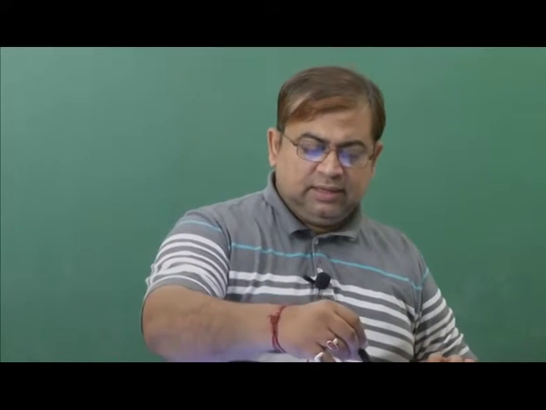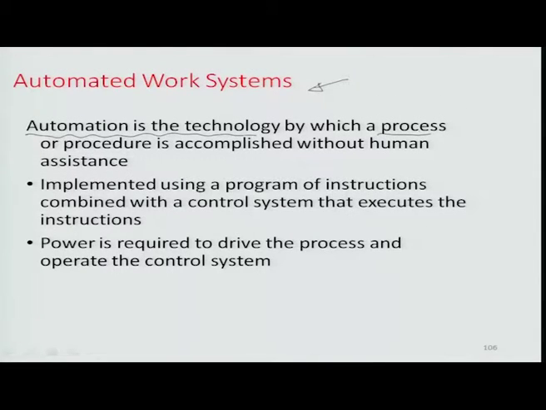Such a work system where automation as a technology is used, by which a process or a procedure is accomplished without any human assistance, is known as an automated work system. An automated work system would typically be implemented using a program of instructions which are timed in a way, and combined with a control system that executes such instructions in a proper manner, and things related to cycle time, etc., are predefined in the program.